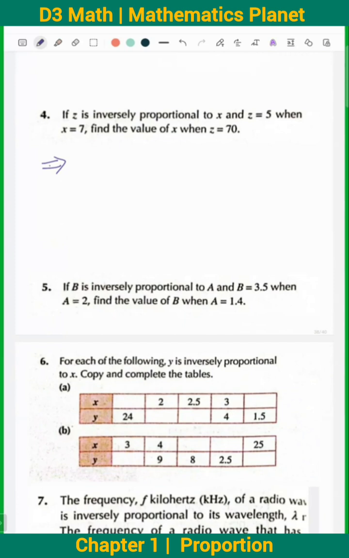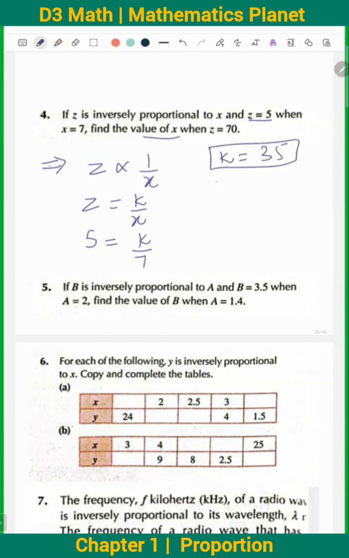Ma'am, the value of k equals 35. Okay, Z is inversely proportional to X, which means Z is equal to K by X. So Z is equal to 5 when X is equal to 7. So K is equal to 7 into 5, which is 35. Now find the value of X when Z is equal to 70. So Z is equal to 70, which is equal to 35 by X. So X is equal to 35 by 70, which is equal to 0.5.